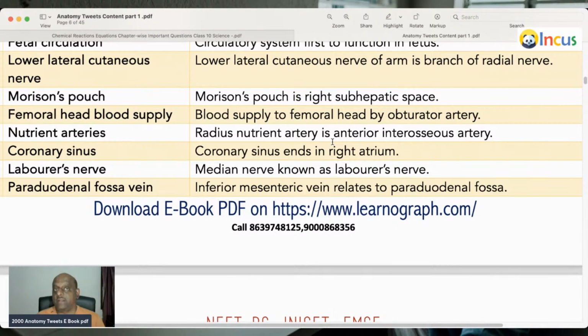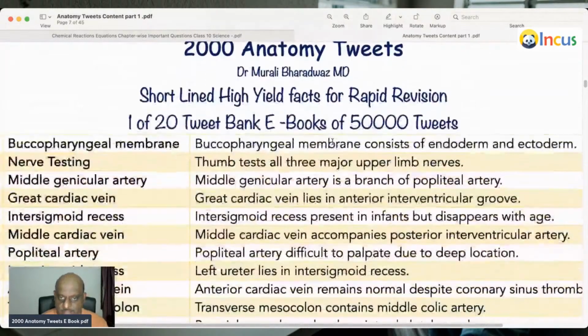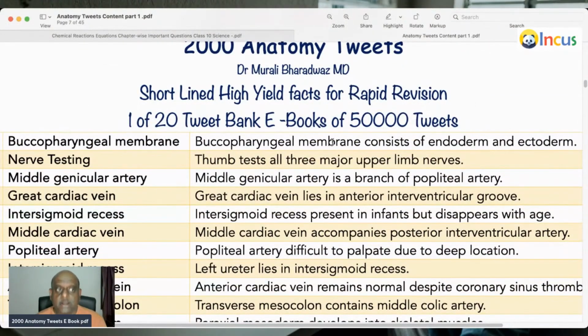Paraduodenal fossa. What are the boundaries? It is the inferior mesenteric vein, which is a boundary of the paraduodenal fossa. Buccopharyngeal membrane. There is both endoderm and also ectoderm in the buccopharyngeal membrane. If you want to test the radial nerve, median nerve, ulnar nerve, all the three nerves, then you need to test the movements of the thumb: opposition, flexion, extension, adduction and abduction of the thumb, everything. Then you will know median, ulnar, radial, all the three are involved in the thumb movements.